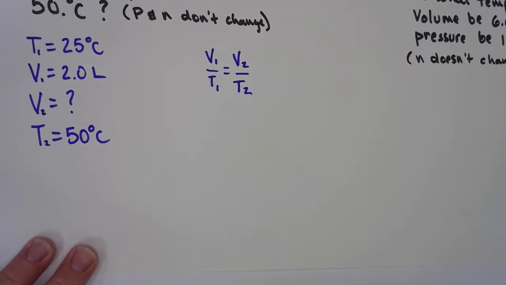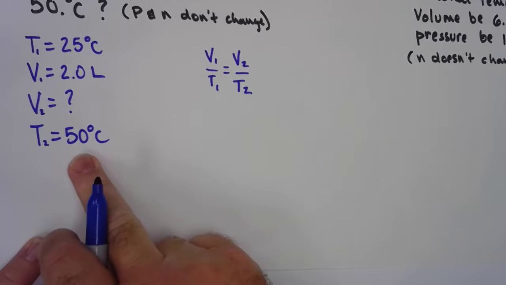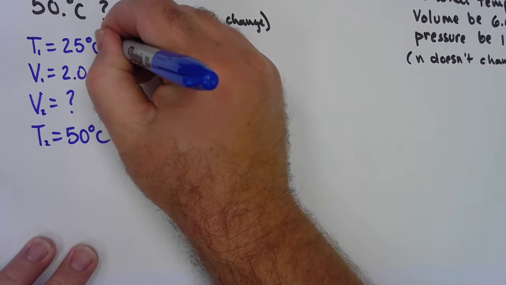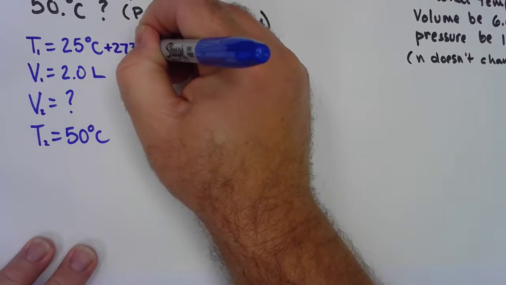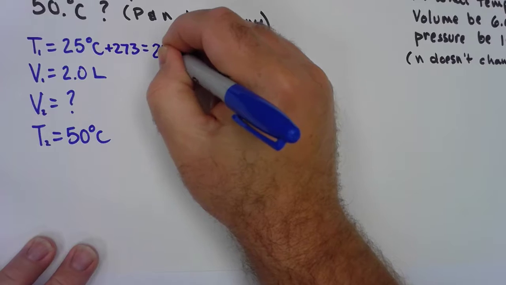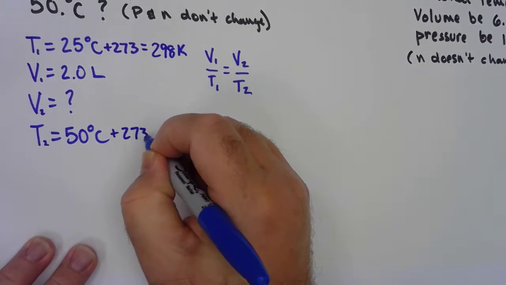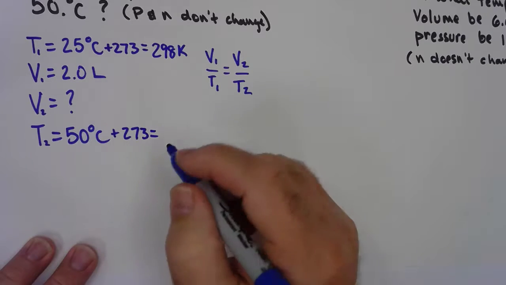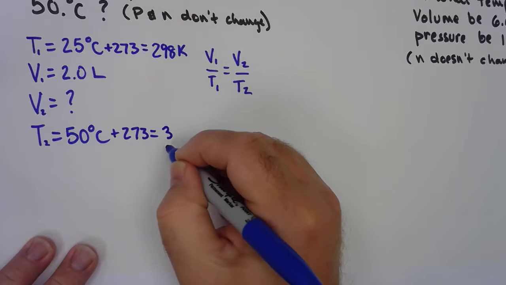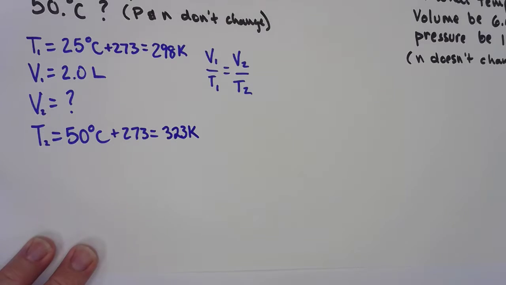And we've got to make one adjustment before we begin. These temperatures are in Celsius, and that's a no-no. We must put those in Kelvin. How do we do that? We add 273. Now we're ready to plug in.